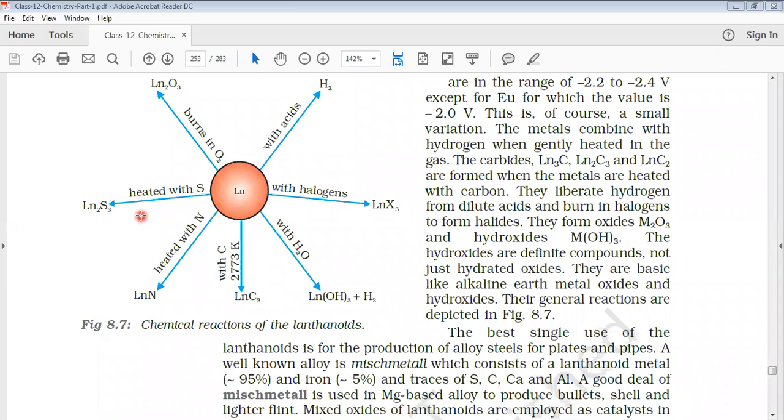But all these 7 are readily active with lanthanide. Without any sources, without maintaining any conditions, it can be easily convertible. So that is called lanthanide activity. Okay, so this picture is just representing that.